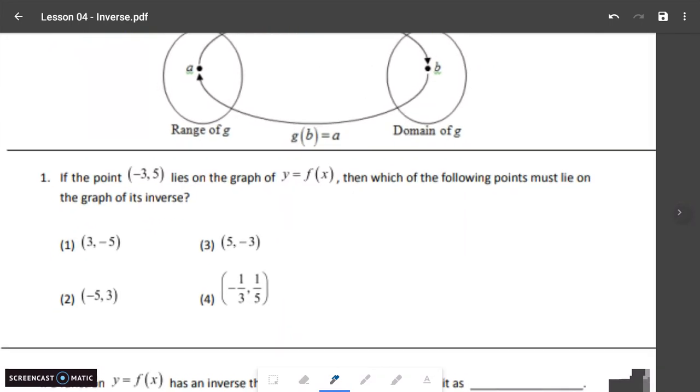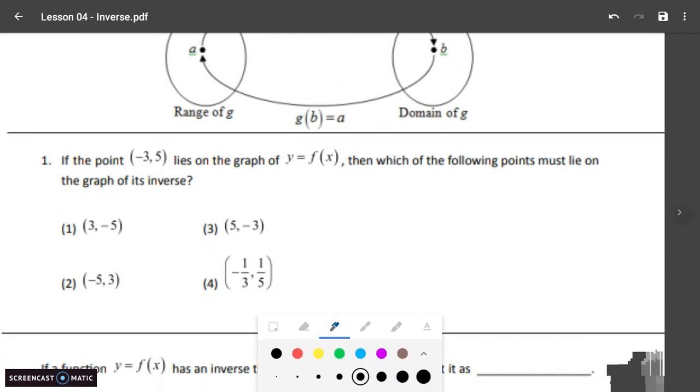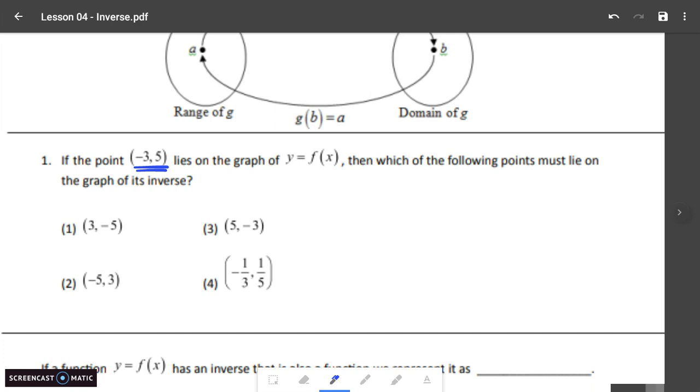inverses here, if I have a point, -3, 5, there's two major parts of a function. We have the x and y. So basically, the big idea of our inverse functions is to just switch x and y. So if we want the inverse, it's going to be 5, -3.